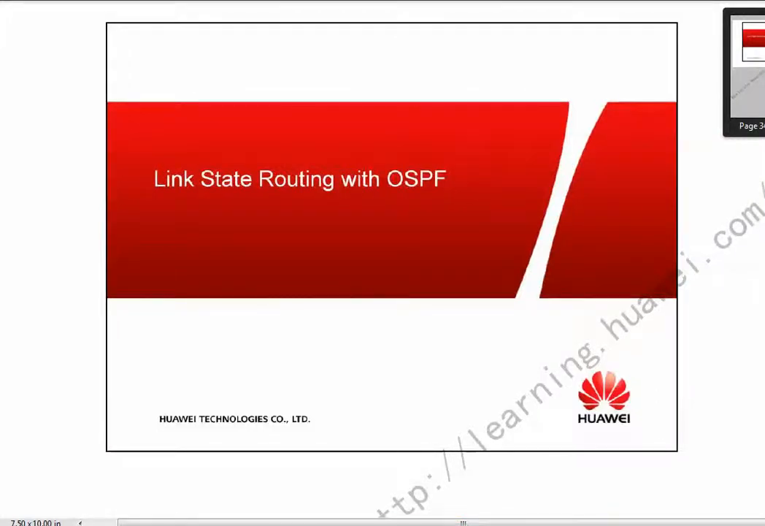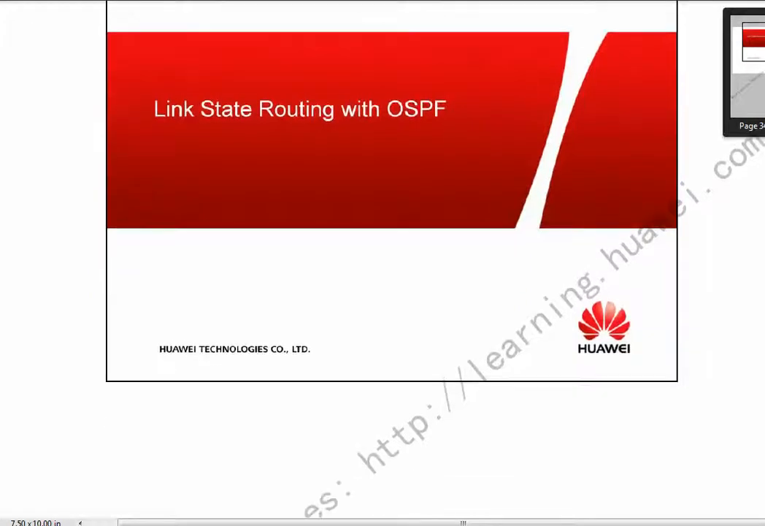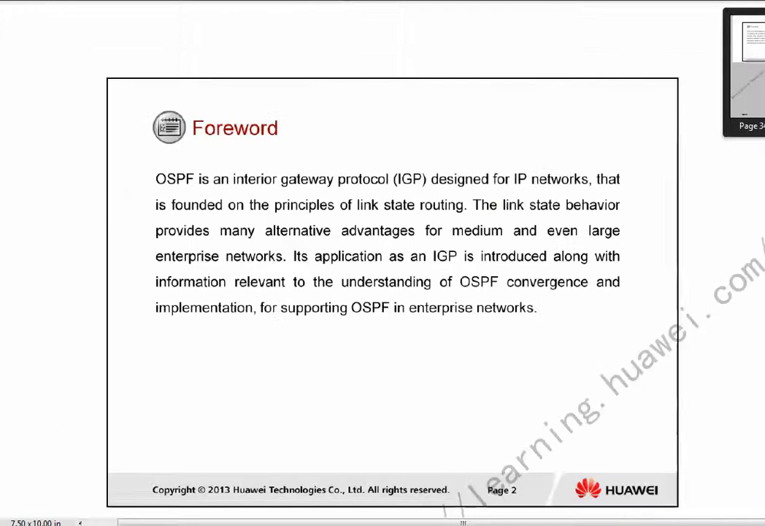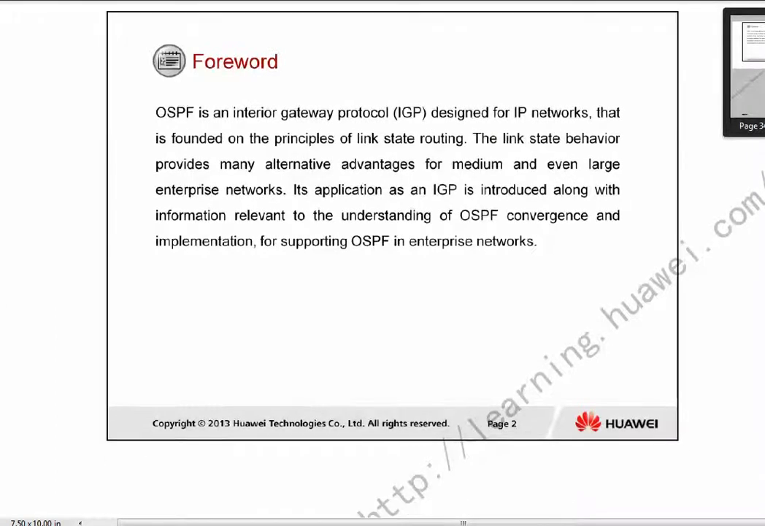Link state routing with OSPF. OSPF is a link state IGP, and it can support medium and large enterprise networks. It is the most common IGP.